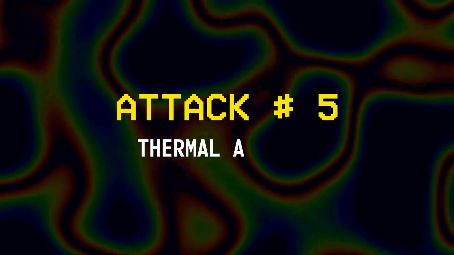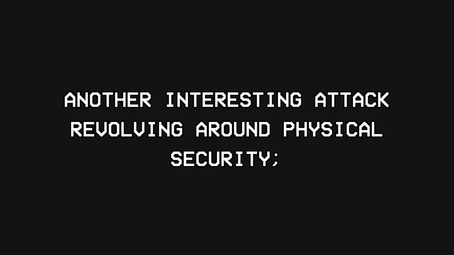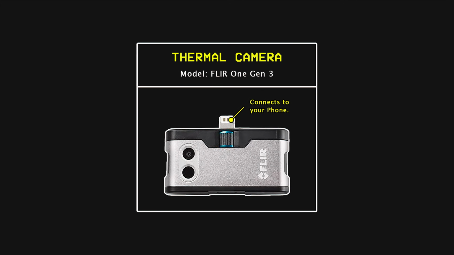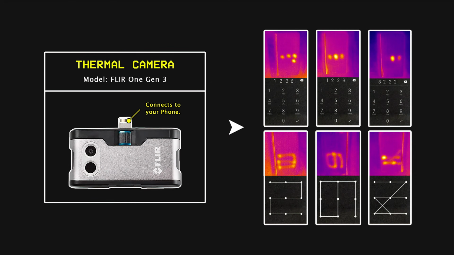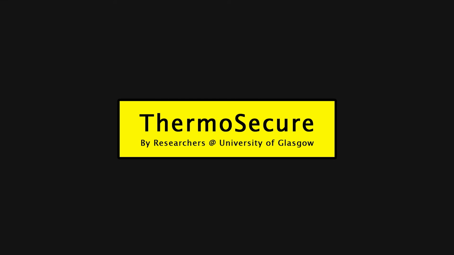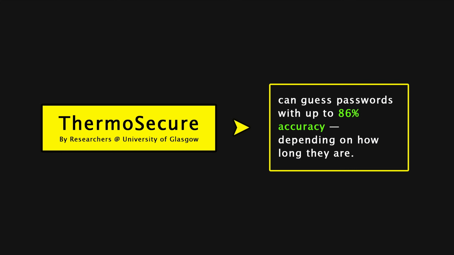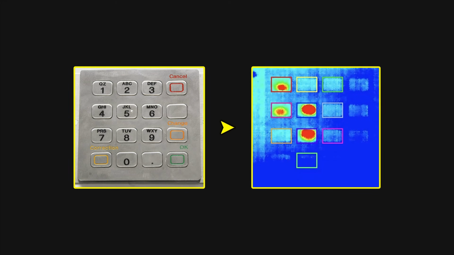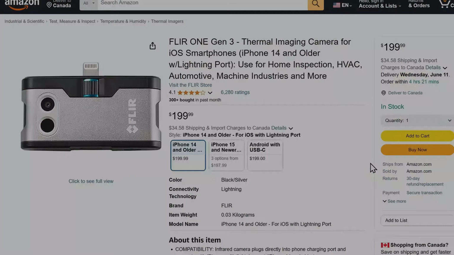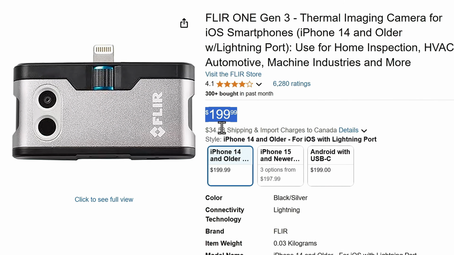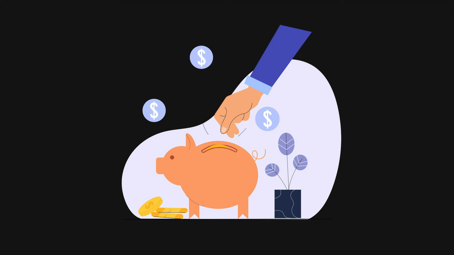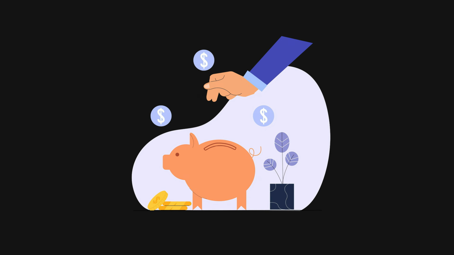Attack Vector 5, thermal attacks. Another interesting attack revolving around physical security is the use of thermal cameras to grab PINs or patterns from the heat traces your fingers leave behind. In one case, researchers built an AI-powered system called ThermoSecure that was able to crack 86% of passwords by analyzing the thermal photos given to it, even if only faint thermal traces were left behind. The thing that makes this attack so effective is that thermal cameras have become quite cheap, making it easier for attackers to pull off this technique without breaking the bank.